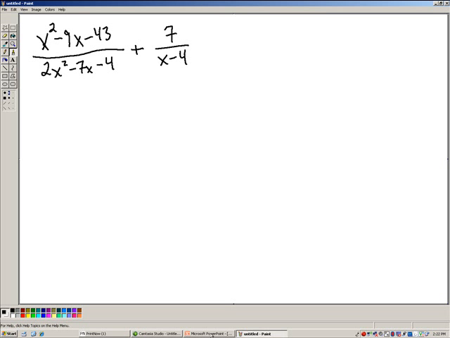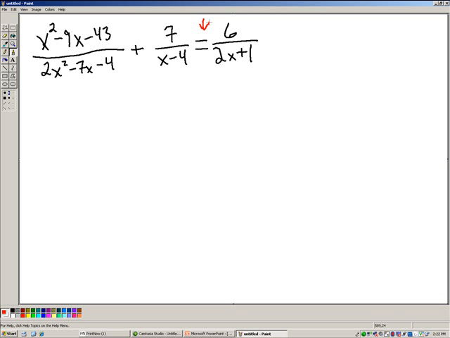Now we're going to be solving equations that contain rational expressions. So now we have something that looks like this. Now we have an equation, x squared minus 9x minus 43 over 2x squared minus 7x minus 4 plus 7 over x minus 4 equals 6 over 2x plus 1. All three of those fractions are rational expressions. What makes this an equation is the equals sign. If it's an equals something, then it's an equation.